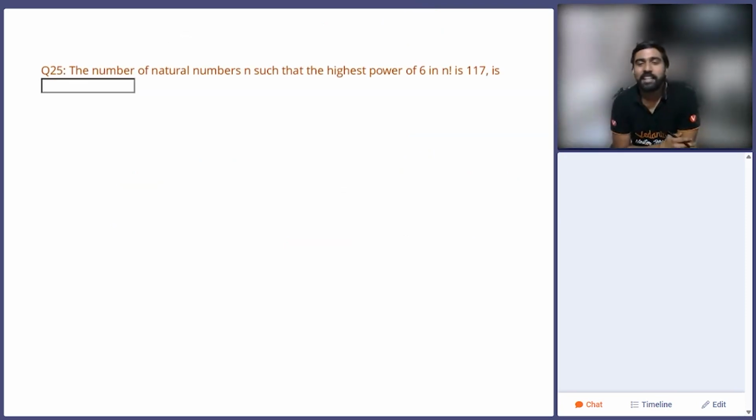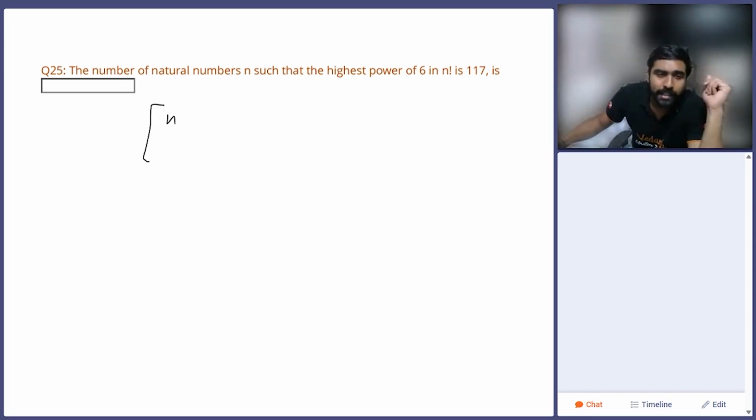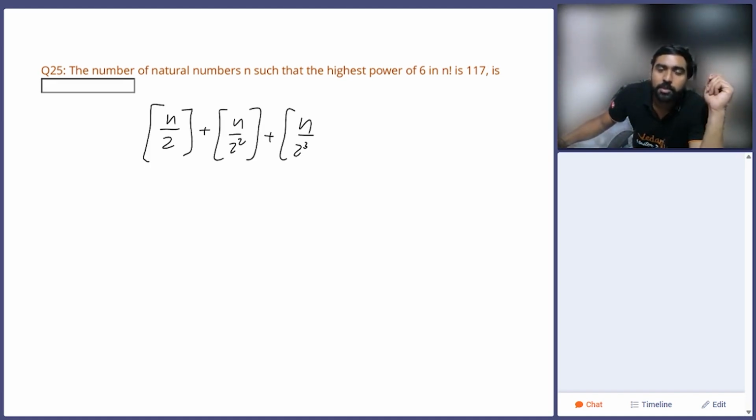Moving on, let's have a look at the last question. Okay. The number of natural numbers n for which the highest power of 6 in n factorial is 7. So we know how to find it, whenever we have prime numbers, we have a standard idea, right? So basically for 2, I'll do n by 2, greatest integer function, plus n upon 2 square, greatest integer function, plus n upon 2 cube and so on and so forth. We keep on doing this. This gives us the power of 2 possible.